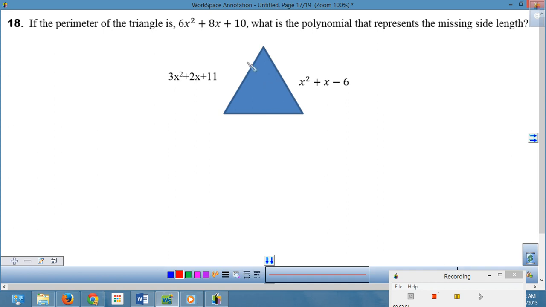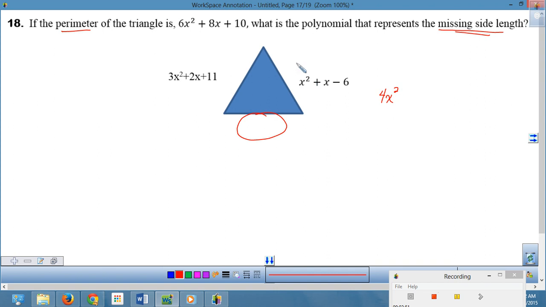So, looking at question 18, it says if the perimeter of the triangle is 6x squared plus 8x plus 10, what polygon represents the missing side? So in order to do that, you have to know what perimeter means. Perimeter means if you add all the stuff around, it equals this. So first let's add these two together, and that'll help us figure out what we'll add to give us that. So we have 3x squared plus an x squared, that gives us 4x squared.